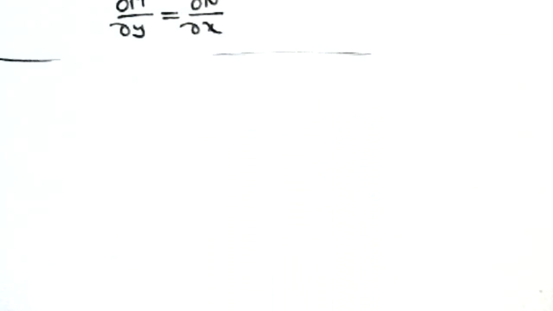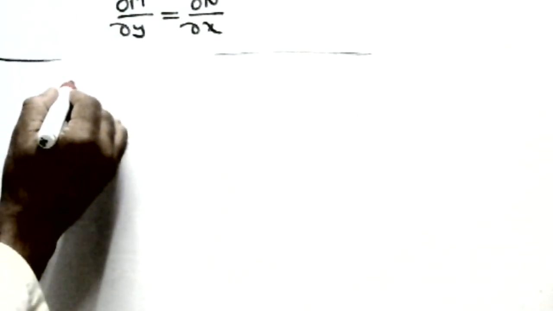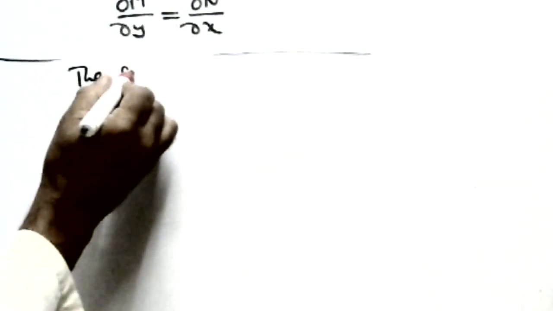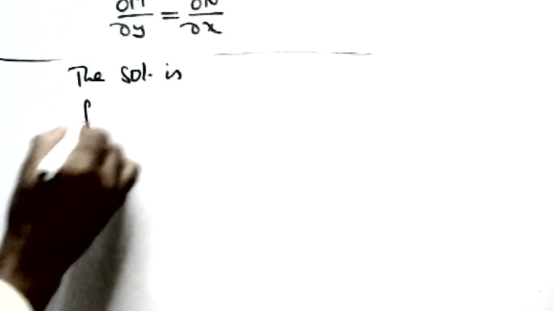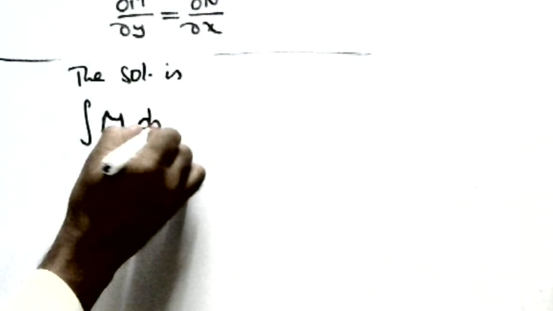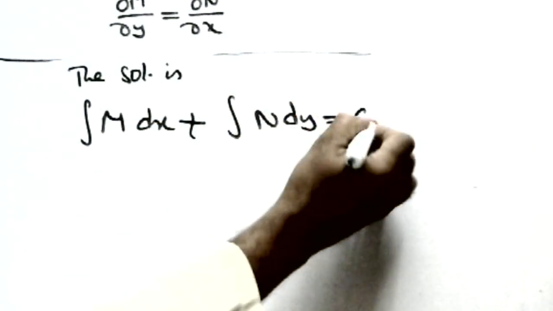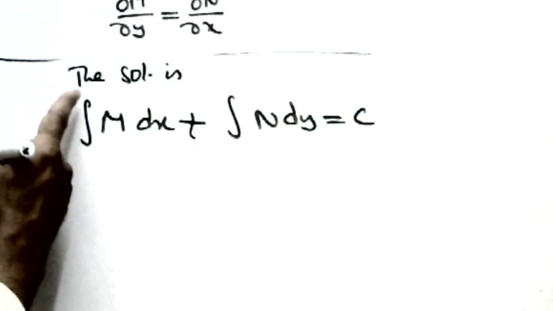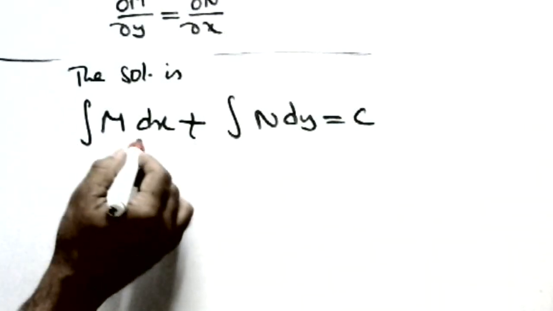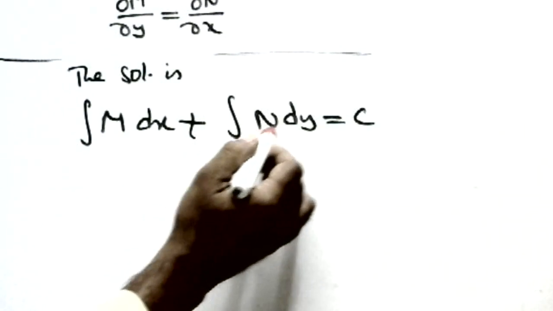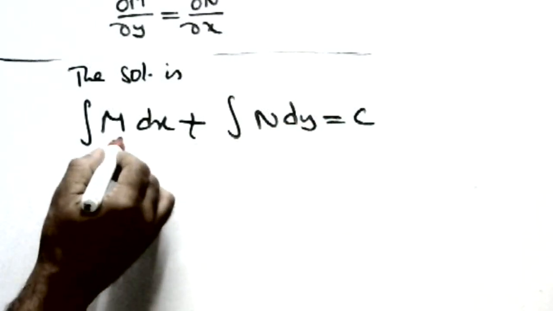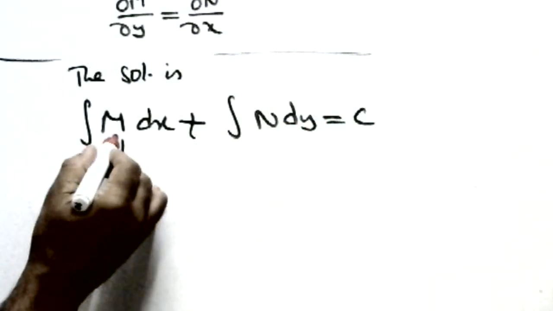So for an exact differential equation, we have to learn this formula by heart. The solution we write like this: integration of M dx plus integration of N dy equals c. The solution for an exact differential equation is integration of M dx plus integration of N dy equals c.